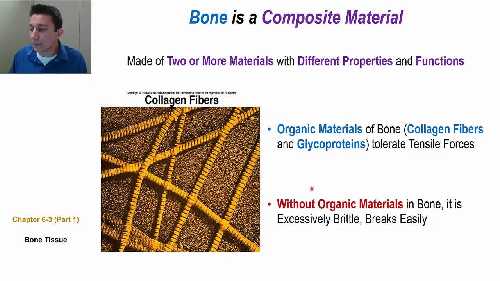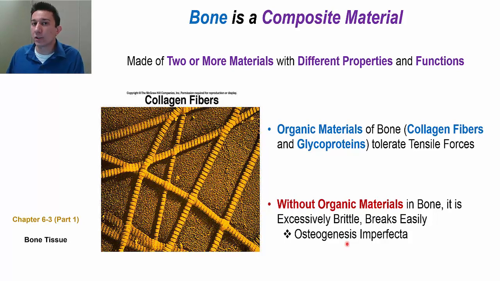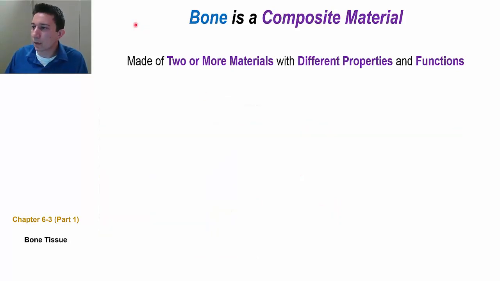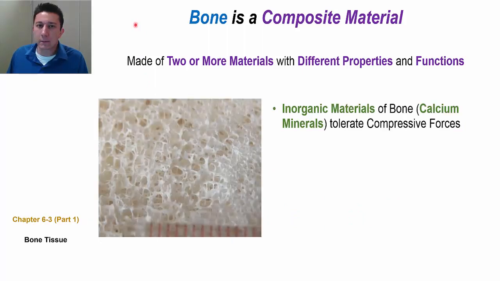And there's actually a disease that results from the fact that collagen fibers are not correctly made or laid down in the correct proportions within bone tissue, and this particular disease is referred to as osteogenesis imperfecta. This is where a person with this disease would have bones that are quite brittle and break very, very easily. Okay, so we've looked at the organic materials and what they do.